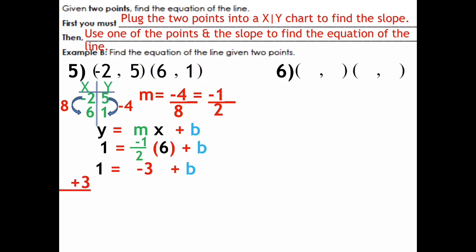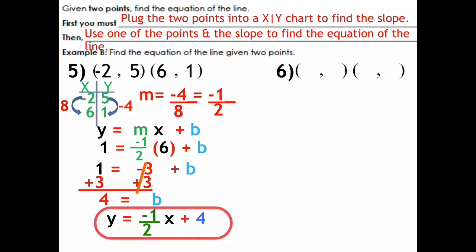All right, to solve for b, we have to add 3 to both sides. That gets you 4 equals b. So our answer is y equals negative 1 over 2x plus 4. All right, now for number 6, we have (3, 4) and (5, 8). So let's go ahead and plug them into the chart.